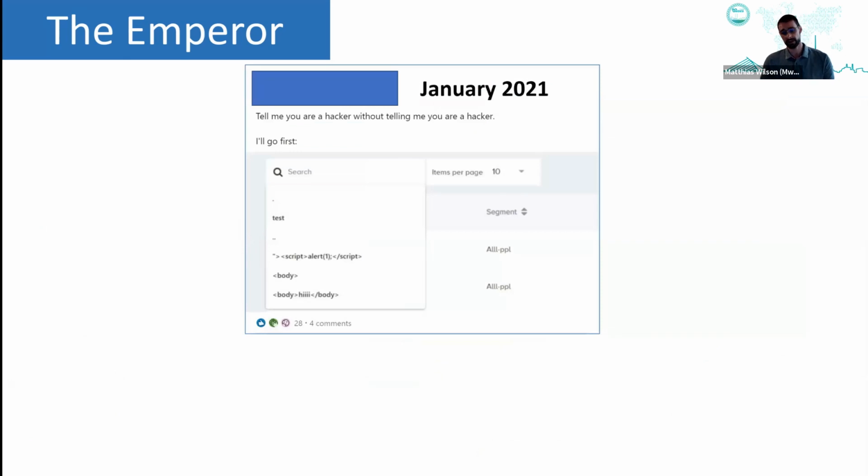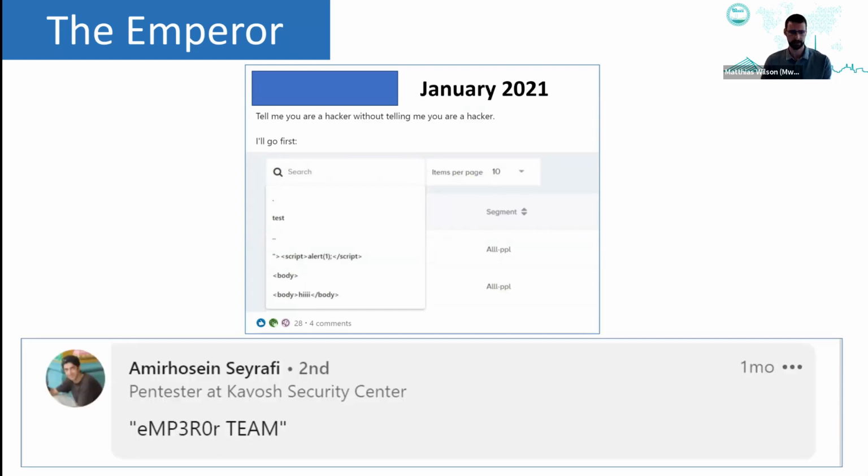So going further into his social media, we find things like this from January 2021, where someone said, tell me you're a hacker without telling me you're a hacker. And he just goes, Emperor Team, as if we were supposed to know what this is and who this is. And here with another more or less unique spelling, which could be a further point of investigations using OSINT and/or SOCMINT.